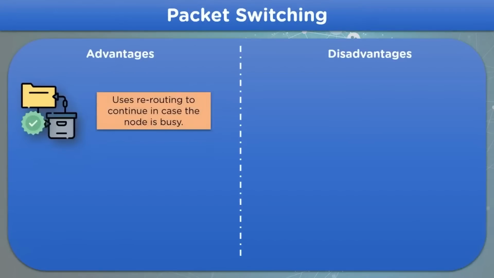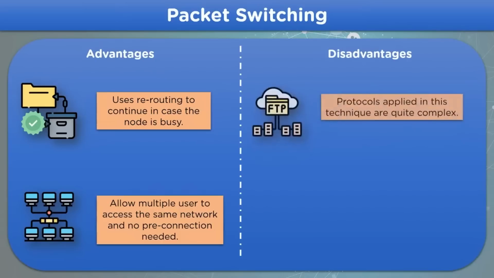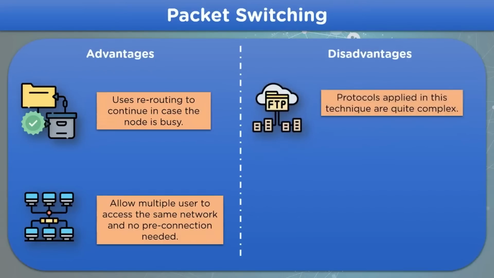Now let's look into some details regarding advantages and disadvantages of applying packet switching. An advantage of using packet switching is that it provides rerouting in case the network node is busy. It also allows multiple users to access the same network and no predestined path is needed. The disadvantage of applying packet switching is that the protocols needed for its working are very complex.